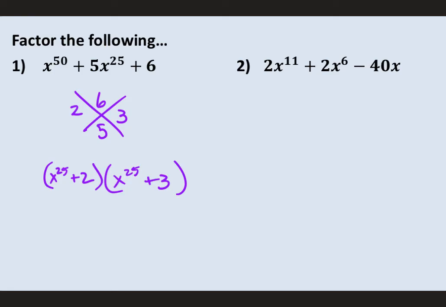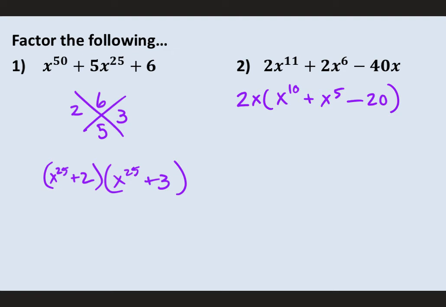Now our next one is a little tricky. 11 and 6. 6 times 2 is definitely not 11. However, if we look through 2x to the 11th, 2x to the 6th, 40x, there is a common factor hiding here. We can pull out a 2x from each term. That'll leave us with x to the 10th plus x to the 5th minus 20, and that's our greatest common factor being pulled out.